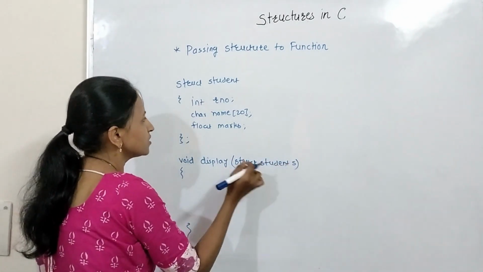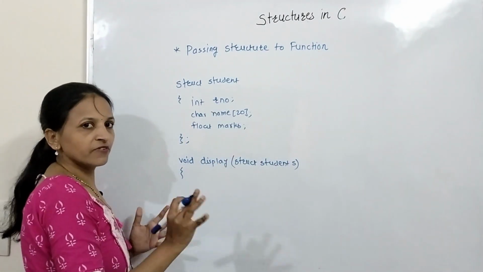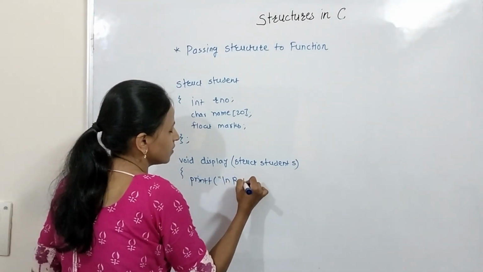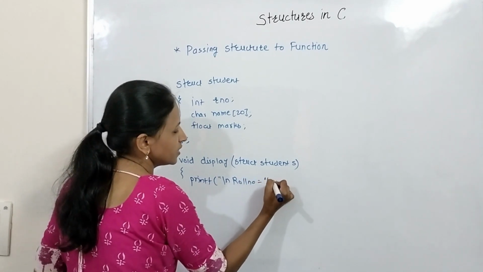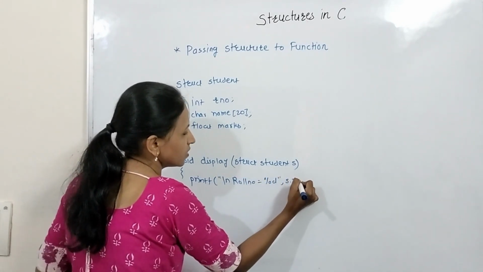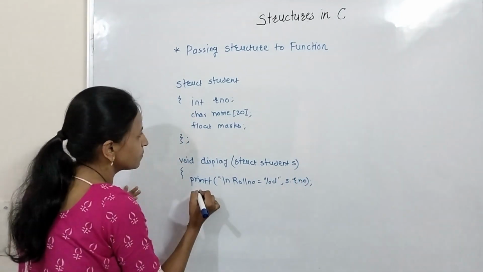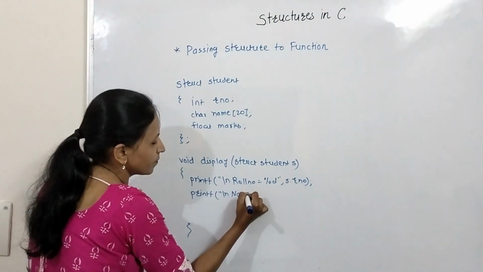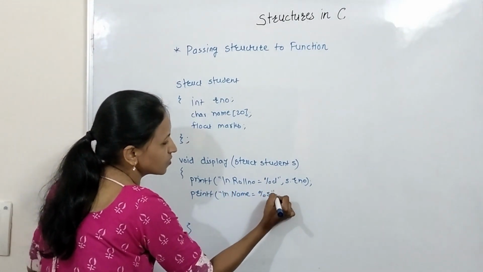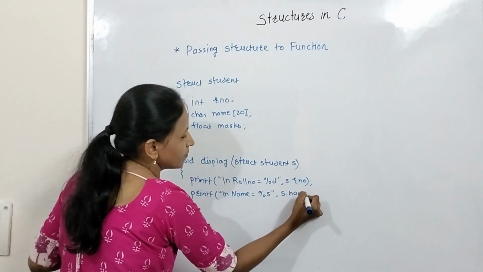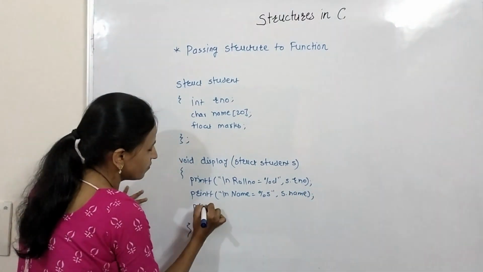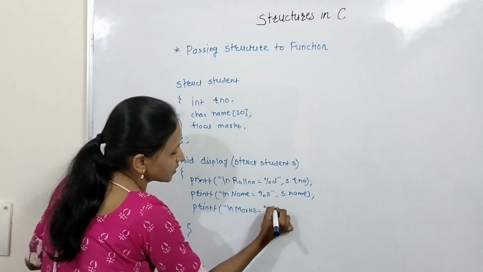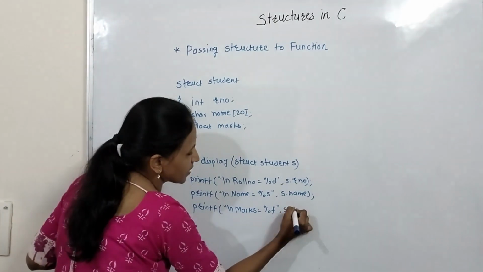Now here we have to display whatever data of that s in this function. How to write that? s dot roll number, s dot name, and s dot marks we will display, like printf roll number equals %d comma s dot rno. In the same way we display name and marks: printf name equals %s comma s dot name, and then printf marks equals %f comma s dot marks.